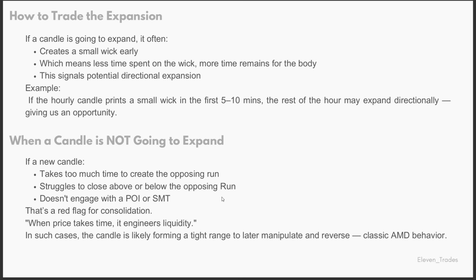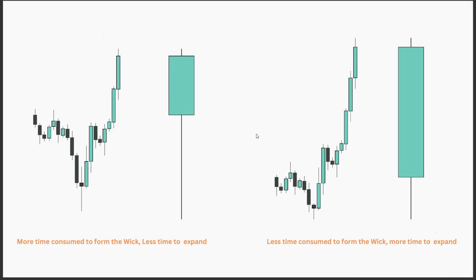Now when a candle is not going to expand, there are some signatures. First one is it takes too much time to create that opposing run. It will be consolidating and failing to close above or below that opposing run. And when there isn't any point of interest met, like when the price is consolidating and there is no point of interest, then the candle will stay sideways. And in the consolidation phase, the price is actually building and engineering liquidity.